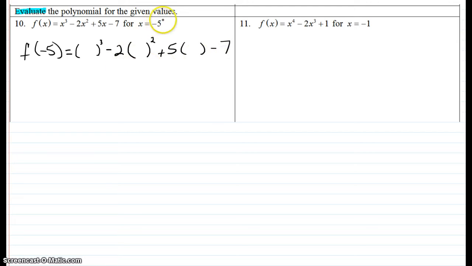And so now when we replace x, we're going to replace it with negative 5. So wherever there was an x, negative 5 takes its place. Alright, so now we just start simplifying. Negative 5 cubed gives us negative 125. And now negative 5 squared gives us a positive 25.